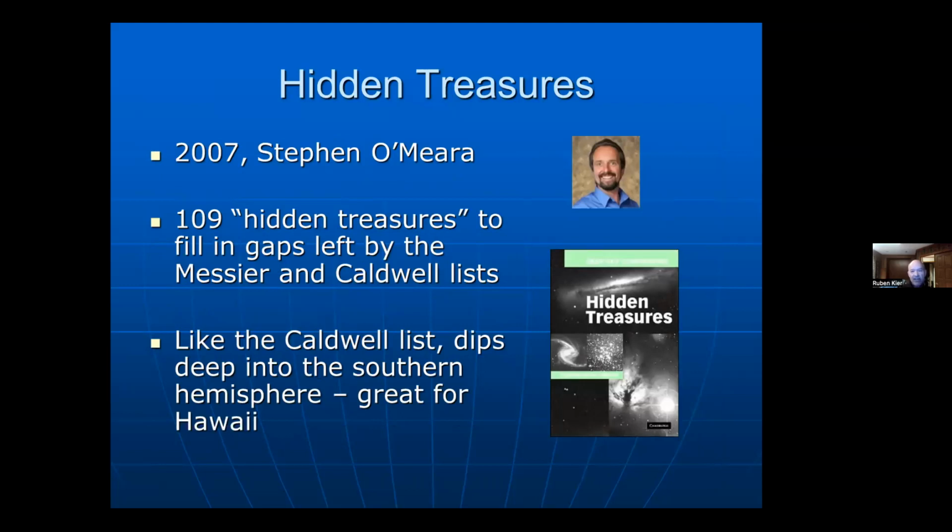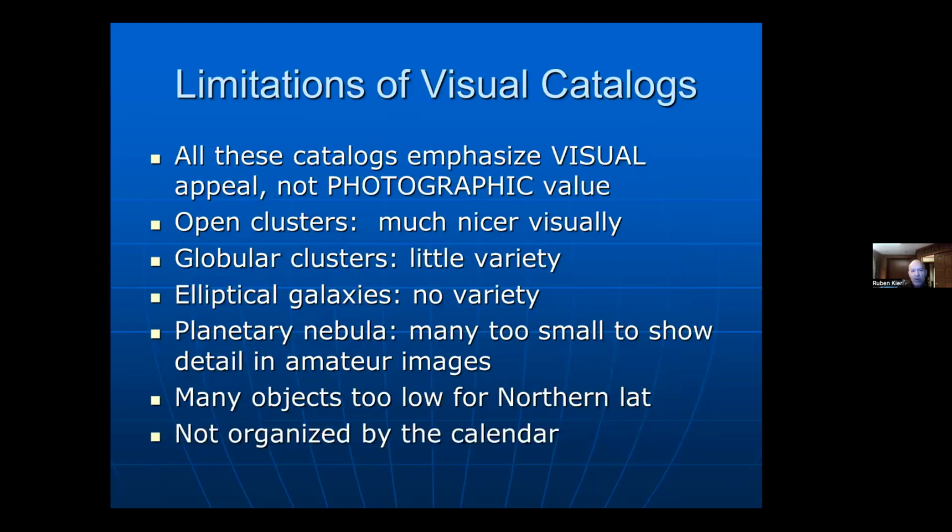Steve O'Meara. Now, if you've ever seen Steve O'Meara, he's got these eyes that are just huge. And I think his limiting magnitude, he can see down to 8th magnitude, I think. And he found another 109 objects that he called hidden treasures to fill in the gaps. And some of them are very nice for astrophotography, but he wasn't doing astrophotography. He was, again, doing visual. And he was also observing from Hawaii, which I think is a latitude of about 10. So this had a lot of objects that were down in the southern hemisphere, or at least not really visible from where we are in the Northern Hemisphere.